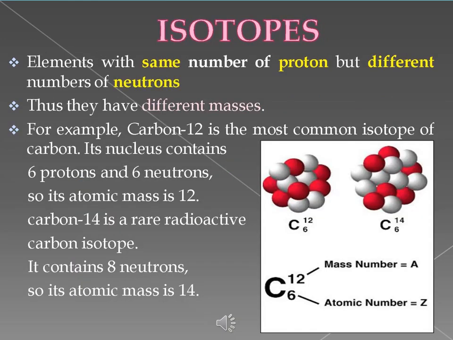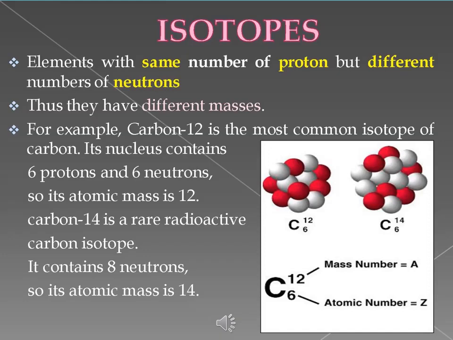Okay, isotopes are the elements with the same number of protons but different number of neutrons. And of course, they have a different mass number. For example, these 2 isotopes, which are carbon-12 and carbon-14. So, what is the meaning of carbon-12? Carbon-12 is the most common isotope of carbon, which has 6 proton number and 12 as the value of atomic mass. So when you have your mass number and atomic number, you can find your neutron number, which is 6.